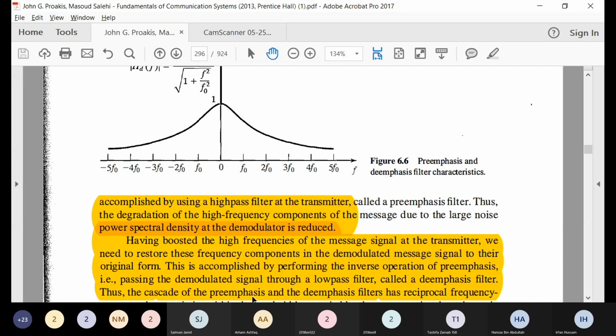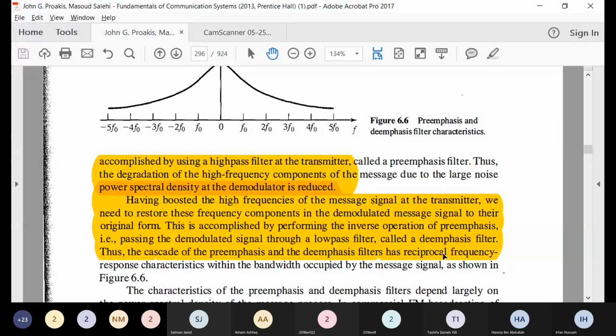Now, once we have increased the high frequency signals, the message signal has changed. So you need to restore it. We performed pre-emphasis, now we perform the inverse operation of pre-emphasis, that will be called de-emphasis. So we will de-emphasize the higher frequency components and emphasize the lower frequency components. So the exact inverse operation will be performed. Previously we passed it through a high pass filter, now we will pass it through a low pass filter.